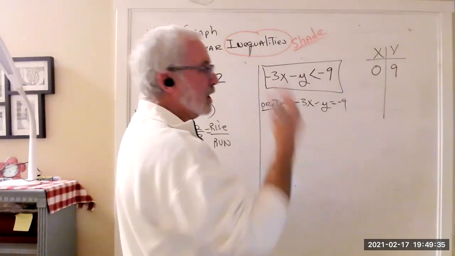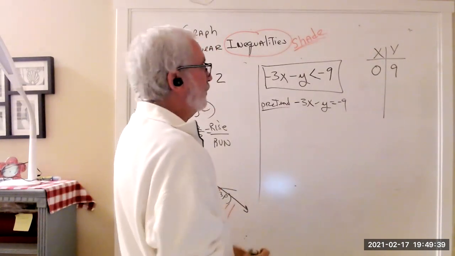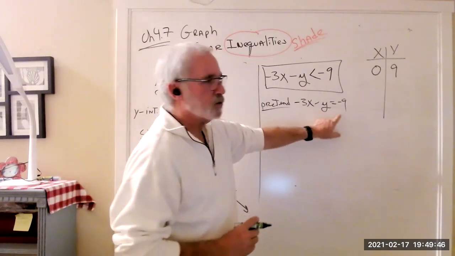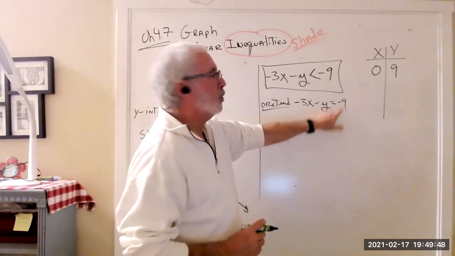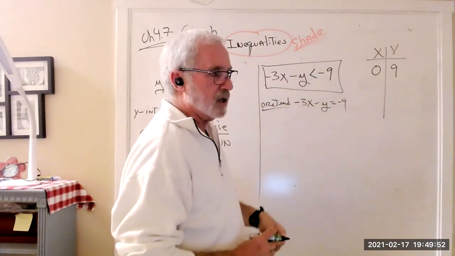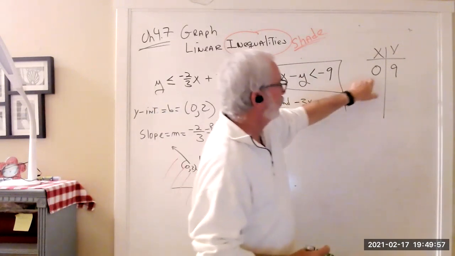You're doing the plug-in in your mind instead of on paper. What about the equal sign instead of the less than sign? Hang on, these are just to get you the ordered pairs. We'll worry about the less than when we do the shading and the dotted line. This is just to get us the ordered pairs, 0, 9.